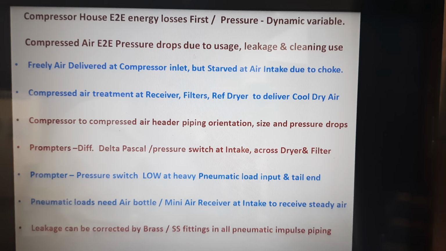So all the pneumatic loads in any plant need an air bottle or a mini air receiver at the air intake to give a steady, non-pulsating compressed air to the system. This makes the system healthy, and it makes the pneumatic components, that is, the subsystems of the existing equipment, also healthy. The leakage can be corrected because all the PPR piping and fittings have their own definite lifetime, and if they are replaced with either brass or SS fittings in all the pneumatic impulse lines or actuation lines and tubings, you can definitely bring the leakage down to the minimum possible, less than 5% or even less than 2%.